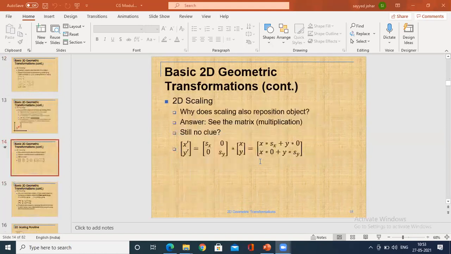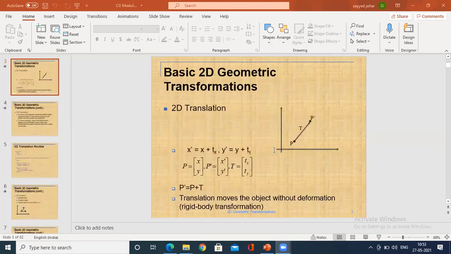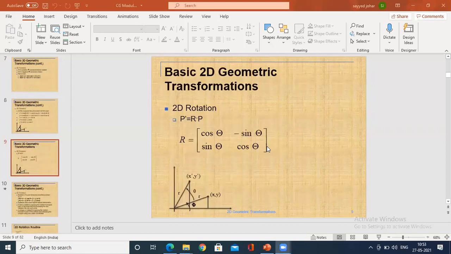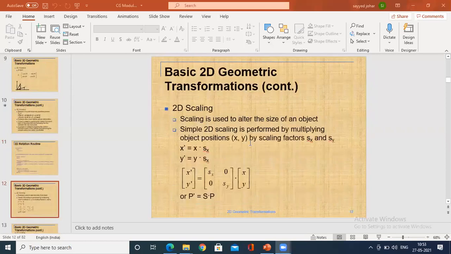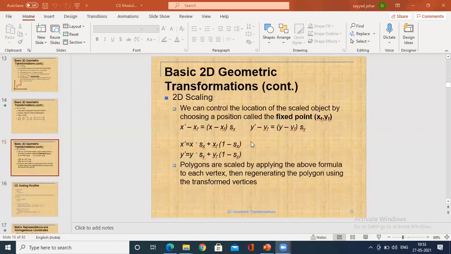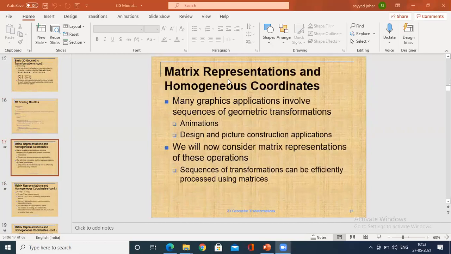Now let me go to the homogeneous coordinate system. I am repeating this so that you are able to understand. In the homogeneous coordinate system, we are going to combine this additional factor and the multiplicative factor of rotation into the homogeneous coordinate system. Let me go to the concept of the homogeneous coordinate system matrix representation. As we use in graphics applications, such as various sorts of animation, design, and picture construction, we are going to identify this homogeneous representation.